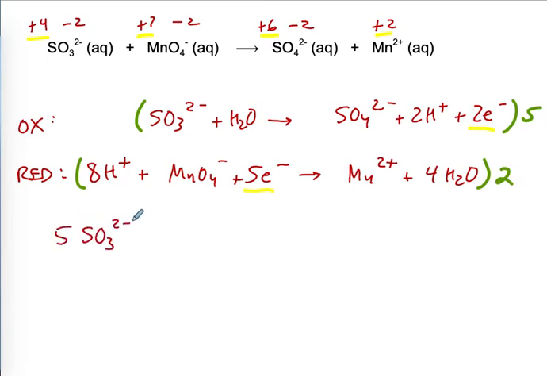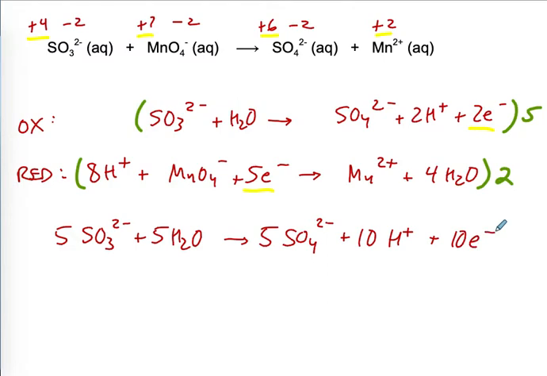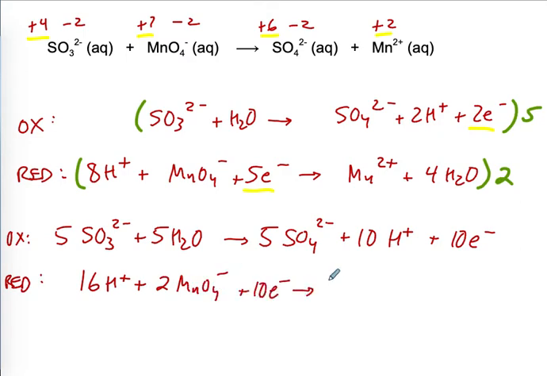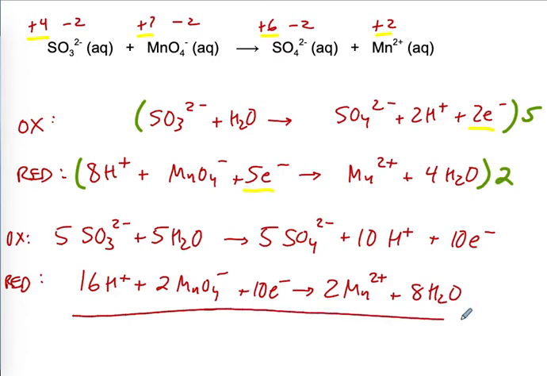5 sulfites plus 5 water molecules form 5 sulfates plus 10 hydrogen ions plus 10 electrons. And for my reduction half reaction, multiplying that by 2, I get 16 hydrogen ions plus 2 permanganates plus 10 electrons form 2 manganese 2+ cations plus 8 water molecules. Now I can add them together.